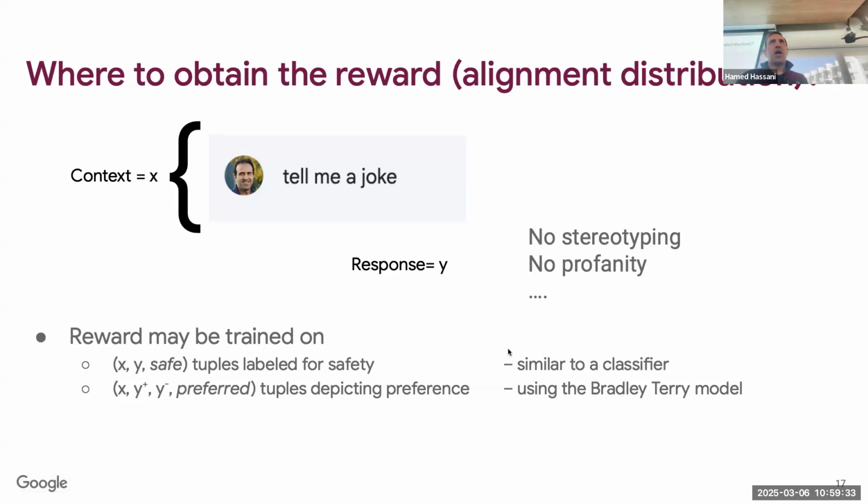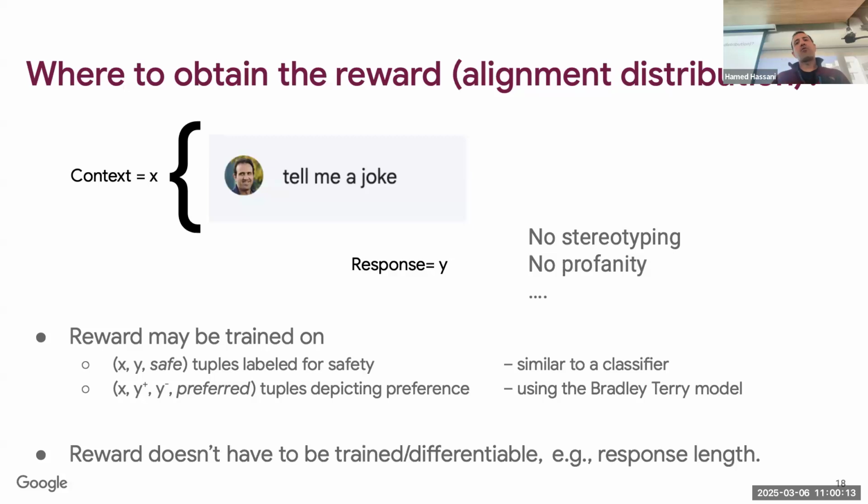Another way to train a reward is through what's called pairwise data. What if I have a prompt, tell me a joke, and then I have two jokes, and the rater's job, rather than saying whether the joke is safe or not, is to look at these two jokes and say which one is more safe. I get a label for which one is preferred, and then we use a Bradley-Terry model to train again a classifier that gives a score for training. I will come back to what a Bradley-Terry model is.